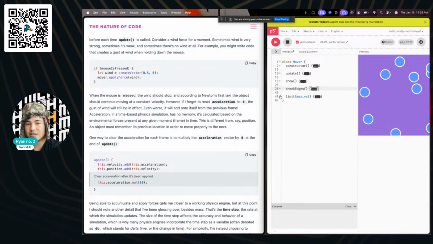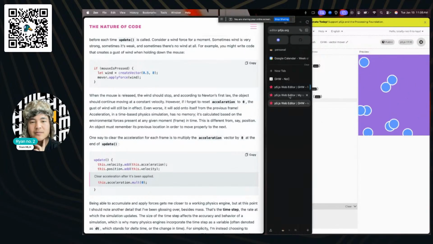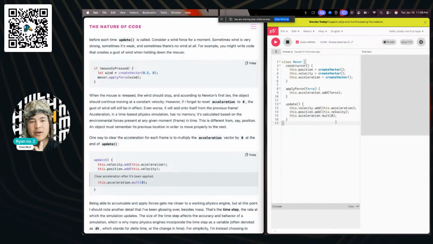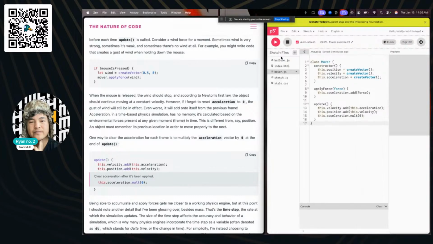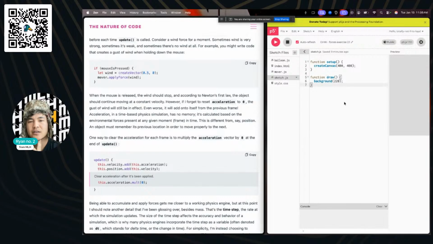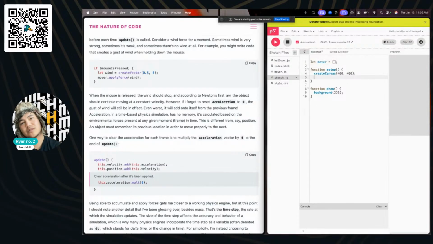And then we've got the check edges and the limit, which we've already covered before. And that should get us pretty up to date. So let's pop back over to our mover function. I think for the sake of getting things on the screen, let's go ahead and set this up as if we've got our old setup again. So we've got let mover exist, and then we're going to go ahead and fill this thing in.